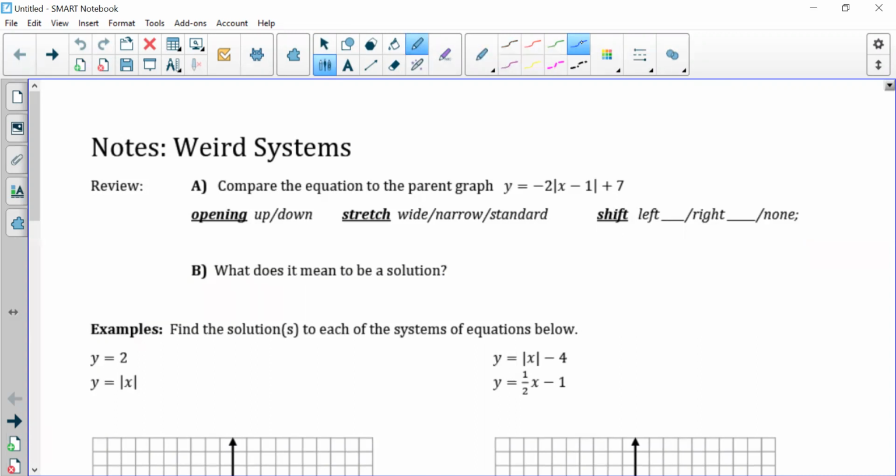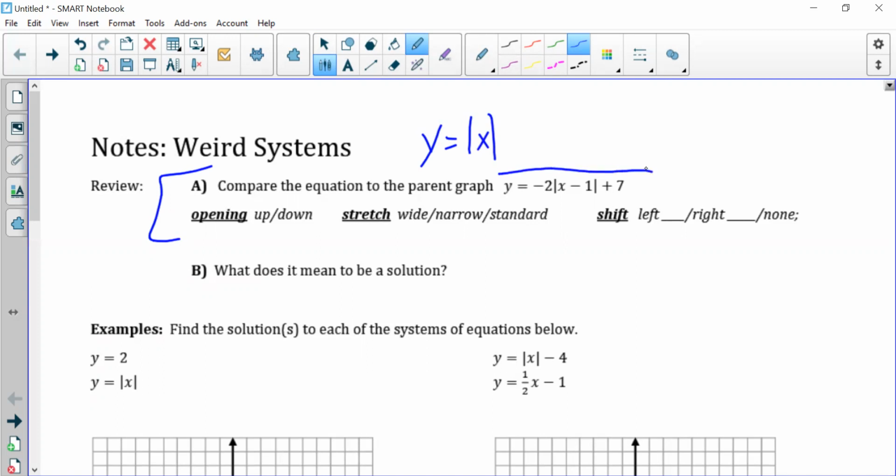All right, number one was asking us, part A here, to compare the equation to the parent graph, remembering that the parent graph is y equals the absolute value of x. And it has a vertex of 0, 0. It opens up, and the slope of its right-hand side is 1. So knowing all these things, we're going to compare the parts of this equation to the parent graph.